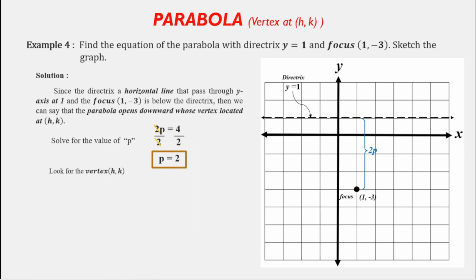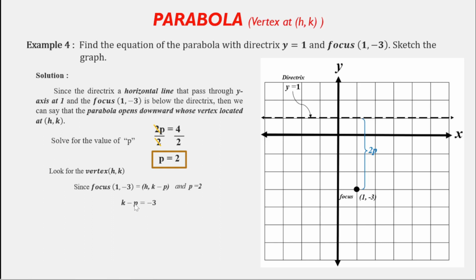And we have to look for the vertex (h, k). Since the focus is at coordinate (1, -3) and is given by (h, k - p), the parabola opens downward with the vertex located at (h, k), and the value of p is equal to 2. So we have to look for the value of k.